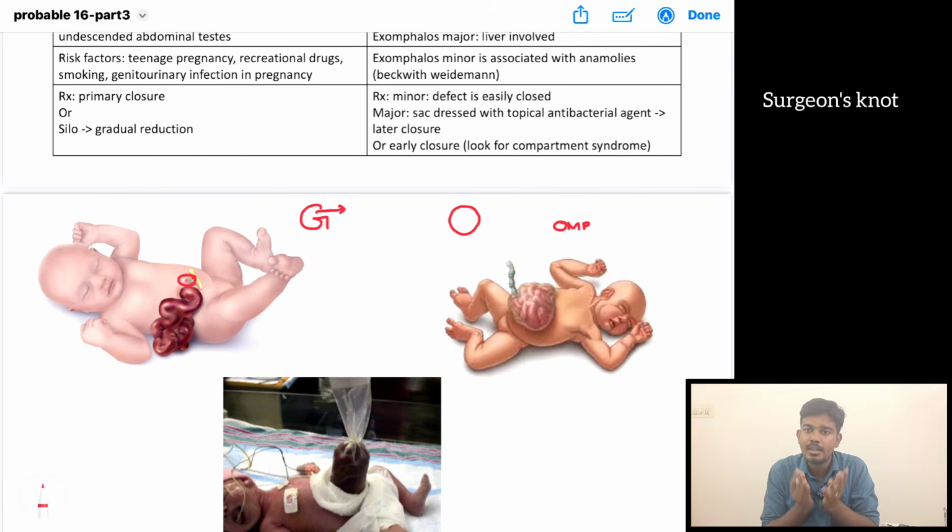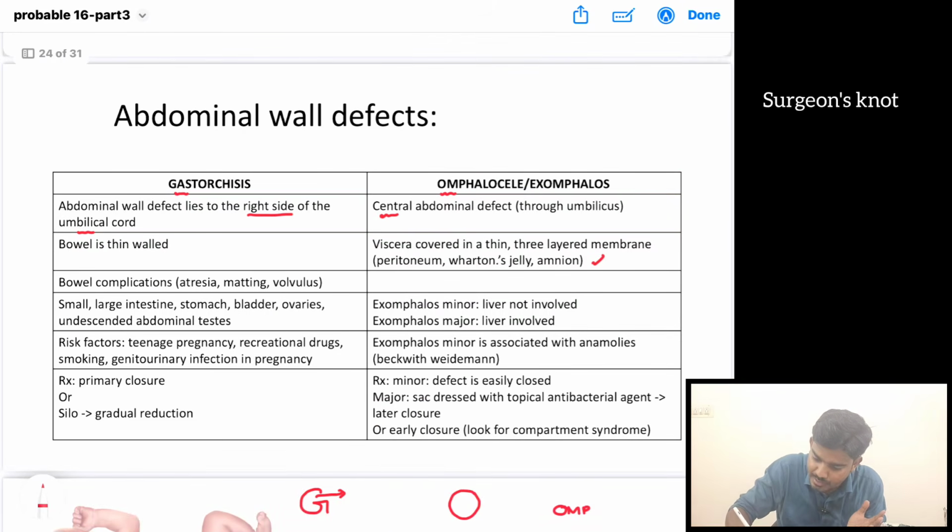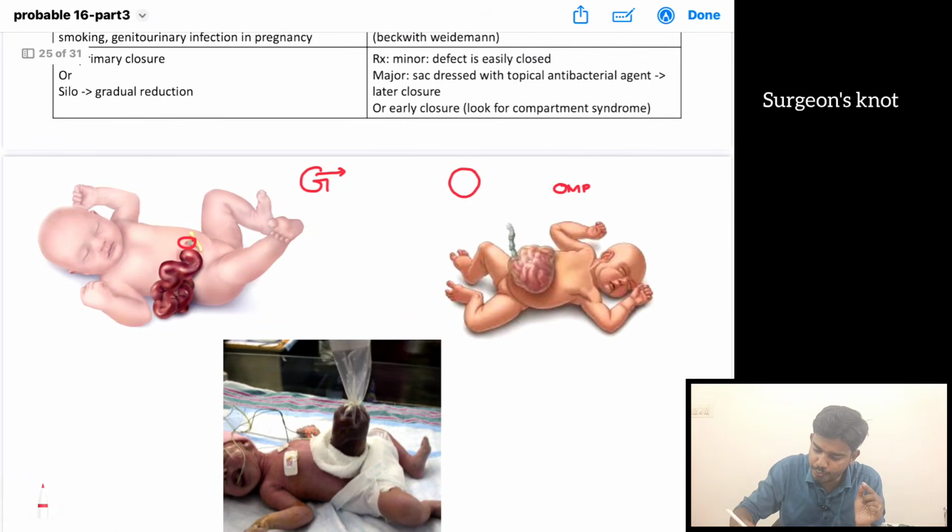கவர் ஆயிருக்குன்னு அப்படின்னா either it can be a minor or major. Liver involved ஆச்சுன்னா it's a major. ஒரு கவர் ஆயிருக்குனால தானே அதுக்குள்ள லிவரும் வரலாம். So omphalocele is otherwise called exomphalus. So exomphalus major, if liver is involved, then it is exomphalus major. So in case of omphalocele, bowel வரலாம், அதையும் தாண்டி liverum உள்ள வந்து வரலாம்.